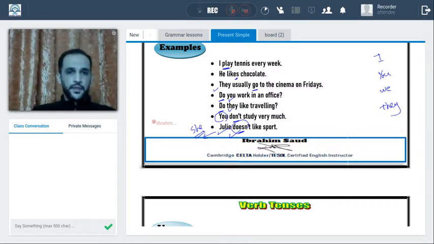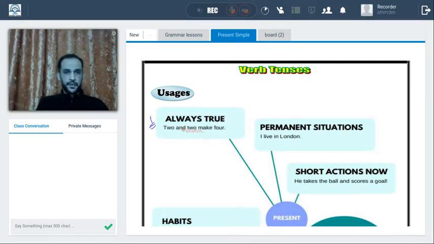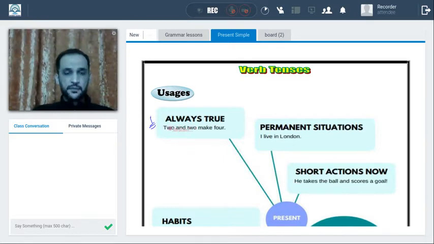Number 1, I use the present simple to express something that is always true. Look at this example. 2 and 2 make 4. In this example, I use the present simple because this is something that is always true.